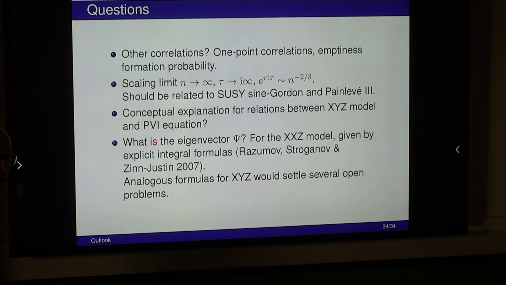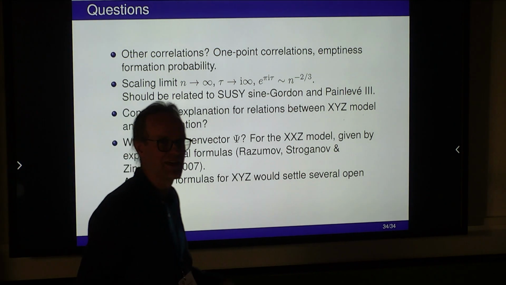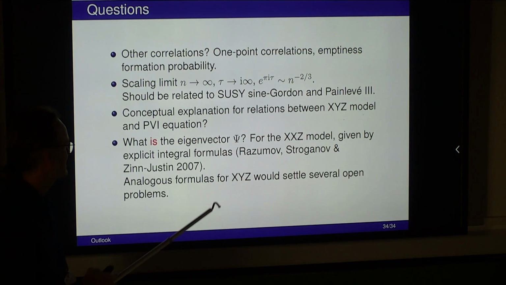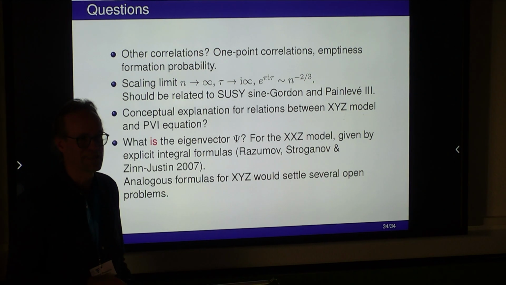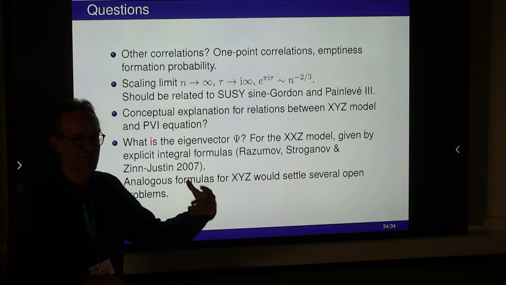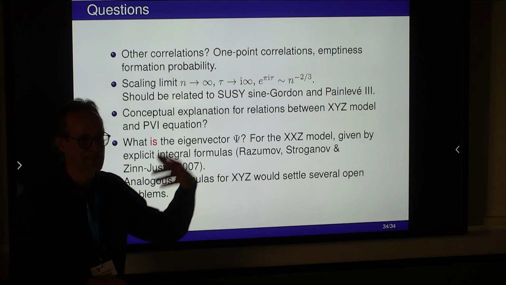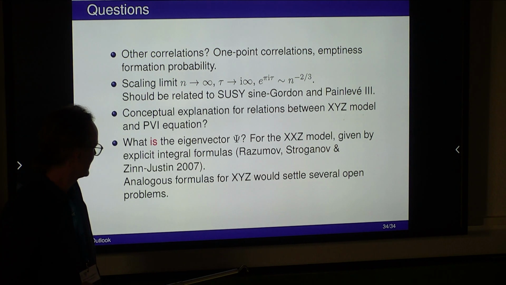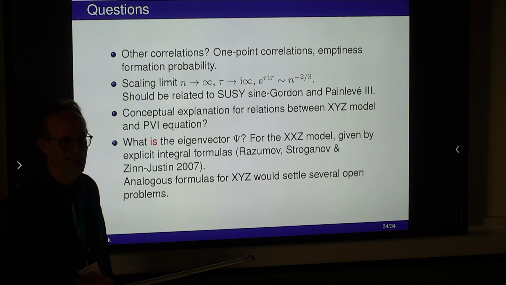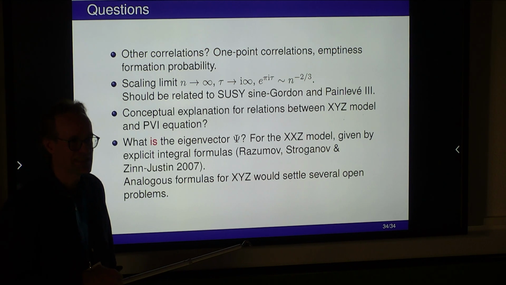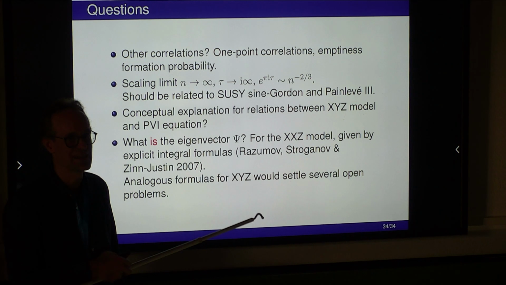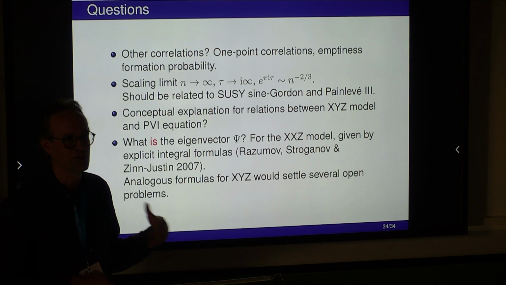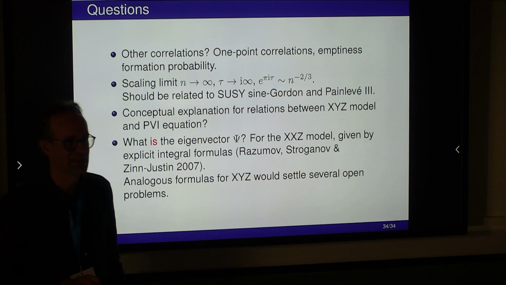And another more concrete problem is, we have this special eigenvector. What is it really? For the XXZ model, you can actually write down explicitly what it is. For every component of this vector, you can write down some explicit integral formulas. That was done by Rosengren and Chalmers. Some people, including myself, have worked quite hard to try to generalize this to XYZ, but we haven't succeeded. So if someone could find some kind of closed formulas for psi, then I think several open conjectures in this area will follow immediately.